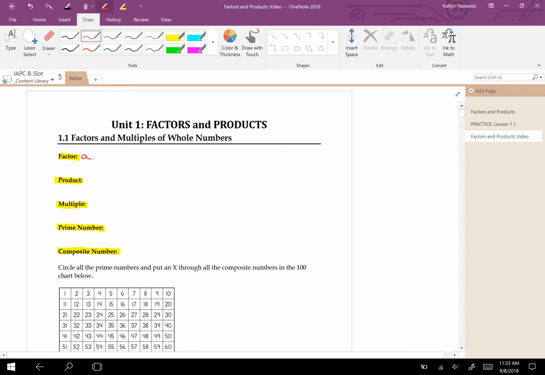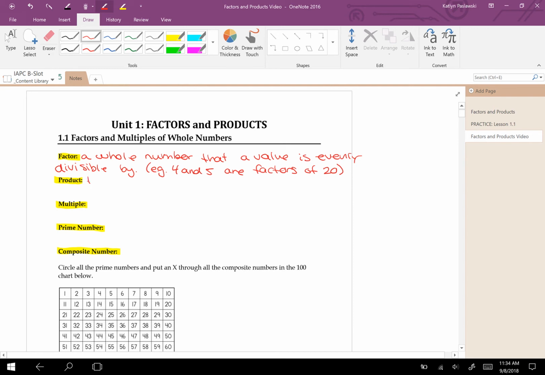So factor: a whole number that a value is evenly divisible by. An example of that would be that 4 and 5 are factors of 20. That's just one example.